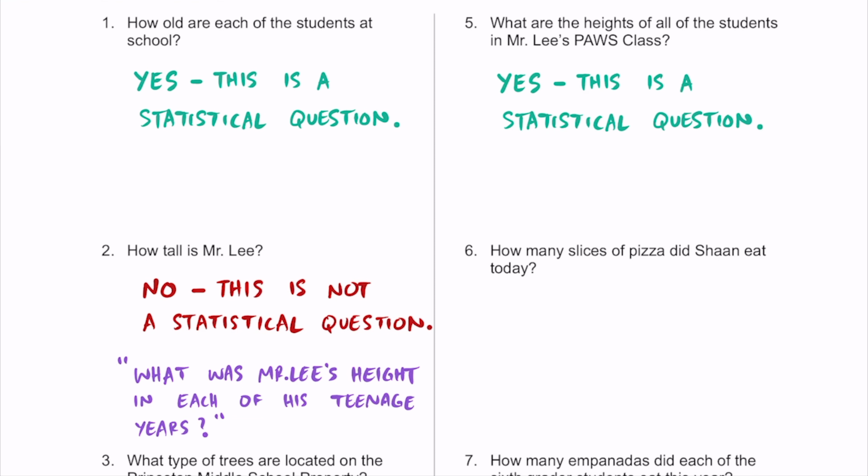Moving on to number six, the question is, how many slices of pizza did Sean eat today? Because there's only one answer to this question and we can't collect any data on it, we're going to say no, this is not a statistical question.